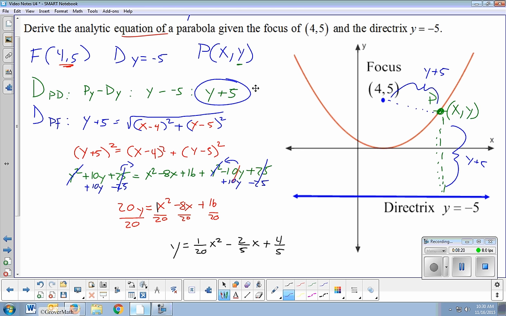Y plus 5, y minus 2, things like that. Set your distance formula with that and your focus equal to that expression. Square both sides. A lot of binomial squared algebra in there, combining like terms, moving things around, and you'll end up with your final answer as a parabola.